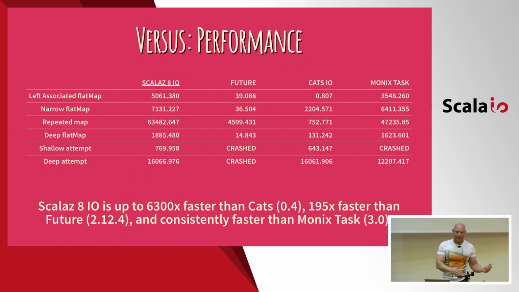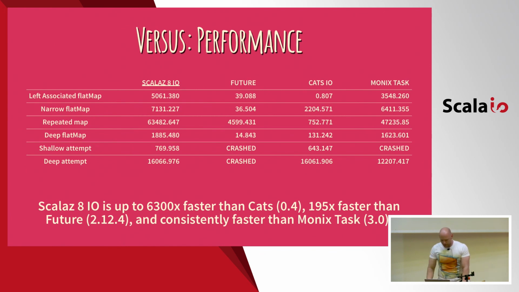Because Scala Z8's I/O is up to 195 times faster than Future, and has all these amazing guarantees about resource safety and so forth. So you should go to your boss or your team and you should say, look, we can't use Future anymore. It's just not getting the job done. We need to switch to pure functional programming. That's the only thing that's practical for the job.